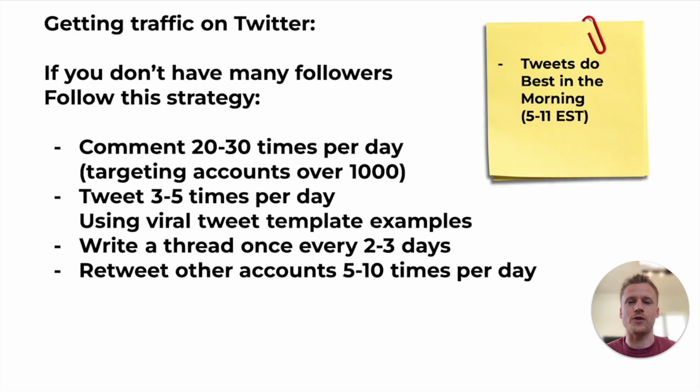When it comes to getting traffic on Twitter to your affiliate links and you don't have very many followers to start off with, I recommend commenting about 20 to 30 times per day on relevant accounts in your niche. This is going to allow you to explode your Twitter growth and get tons of eyeballs and attention on those affiliate links. Next, I recommend tweeting about 3 to 5 times per day.